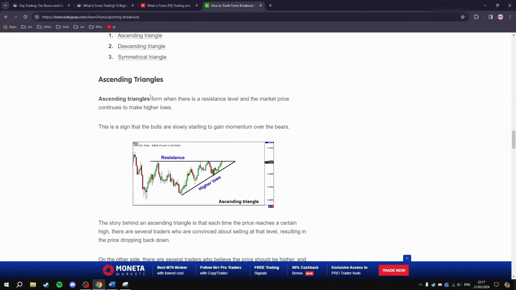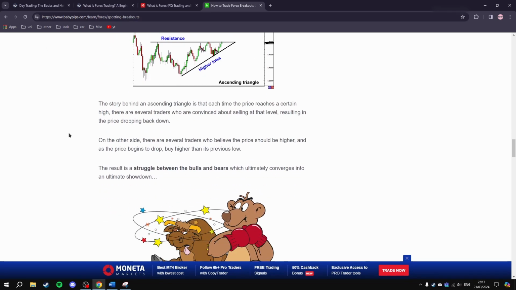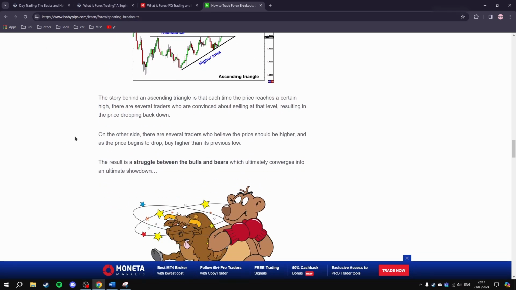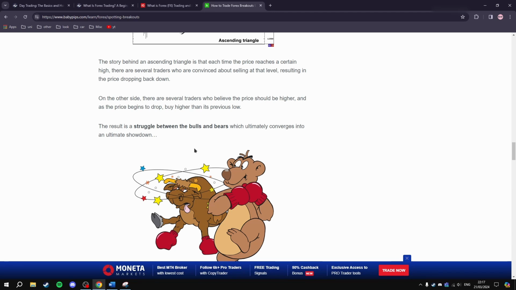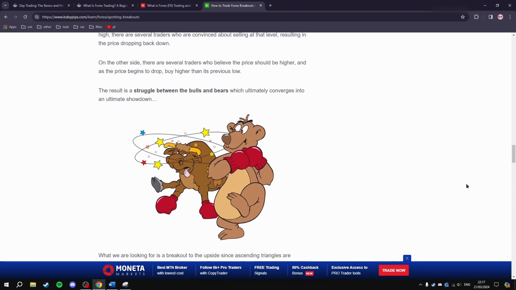Ascending triangles form when there is a resistance level and the market price continues to make higher lows. This is a sign that the bulls are slowly starting to gain momentum over the bears. So the story behind an ascending triangle is that each time the price reaches a certain high, there are several traders who are convinced about selling at that level, resulting in the price dropping back down. On the other side, there are several traders who believe the price should be higher, and as the price begins to drop, they buy higher than its previous low. The result is a struggle between the bulls and bears, which ultimately converges into the ultimate showdown.